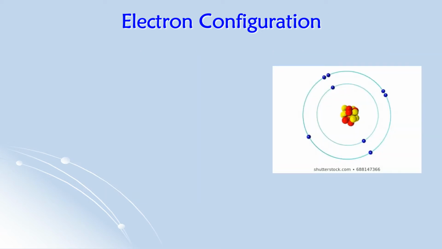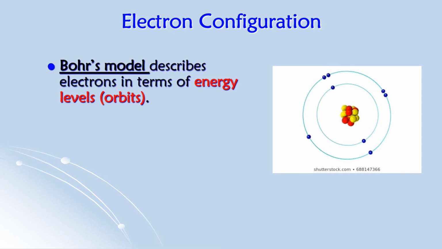Now, what's the purpose of these electron configurations? Why are these electrons arranged the way they are, or why do we write them in that form? If you remember the Bohr model that we see in this picture, Bohr said that electrons revolve in energy levels or orbits.